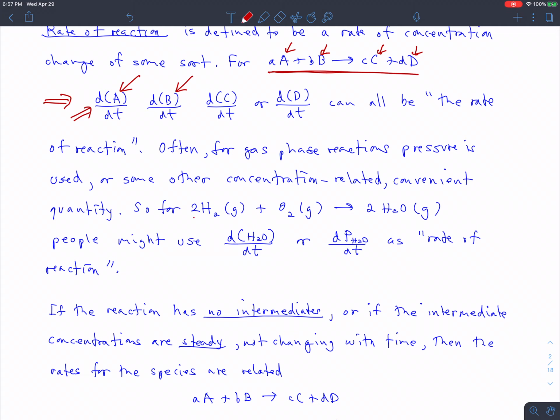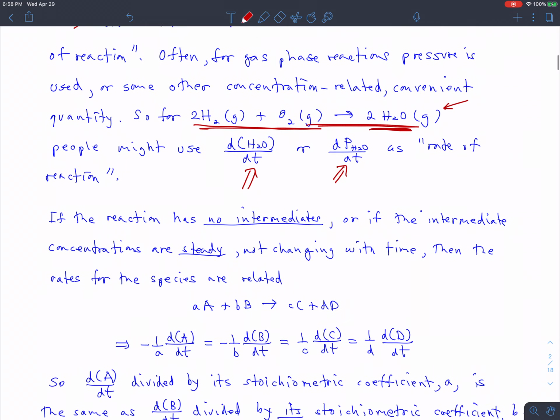So for example, for this water-forming reaction again, taking the time derivative of the concentration at which water in the gaseous form is appearing in the reaction is one way to define and talk about the rate of reaction. But if somebody wanted to follow the rate at which the pressure of water vapor was changing, that would also serve, and in many places in the literature, that's the kind of thing you'll see.